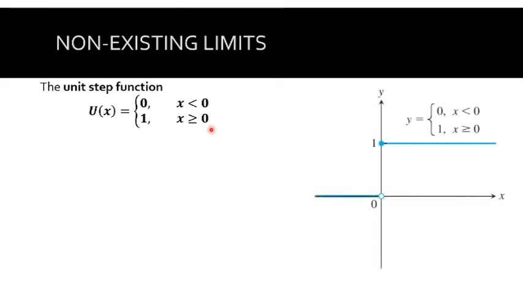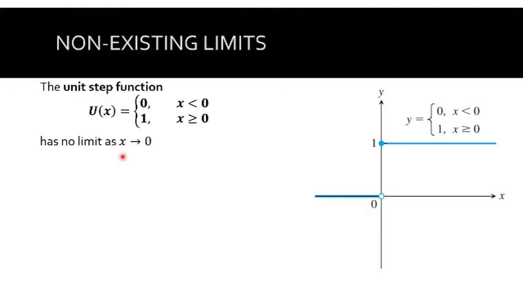There are also non-existing limits. For example, function u of x is equal to 0 if our x is less than 0, or the values of x are negative, and is equal to 1 if x is greater than or equal to 0, or 0 or positive x. So in graph, we have this one. The input is negative values and the y coordinate is just equal to 0. And if positive or 0, the value of the function is equal to 1.